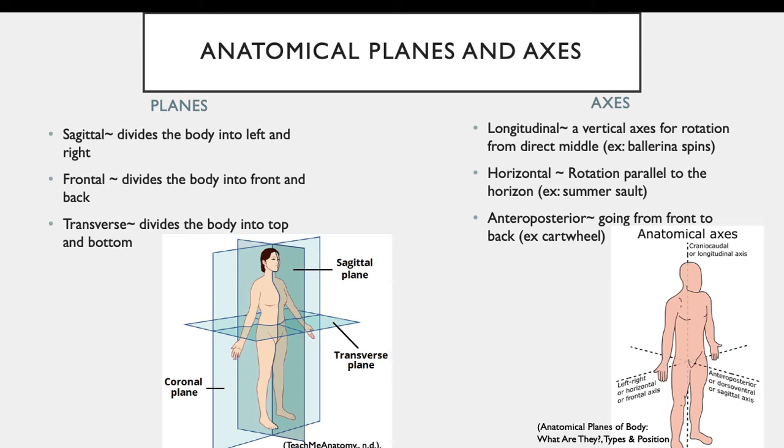So the longitudinal axis is rotation from the direct middle, or just going from the middle of your cranium, or your brain, and going straight down. So an example of that is like a ballerina spin. So horizontal would be the rotation parallel to the horizon. So it can be anywhere in your body, but this example is going from your hips, left to right through your hips. So an example of that would be like a somersault. And then anteroposterior is going from front to back, and an example of that is like a cartwheel. So you're moving along that axis as you're going through different planes during that process.